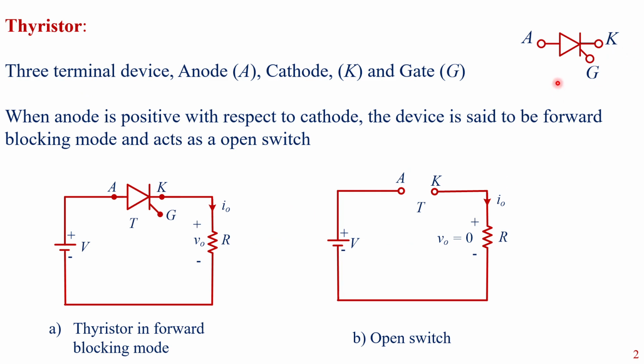Thyristor is a three-terminal device. Its terminals are anode, cathode, and gate. And whenever anode is positive with respect to cathode, thyristor is in forward blocking mode and acts as an open switch, and the voltage across load is 0.